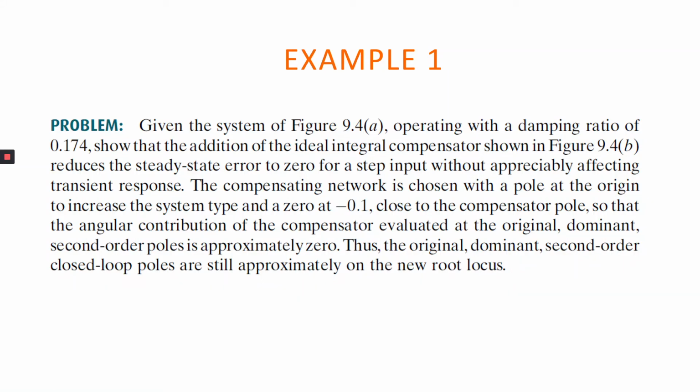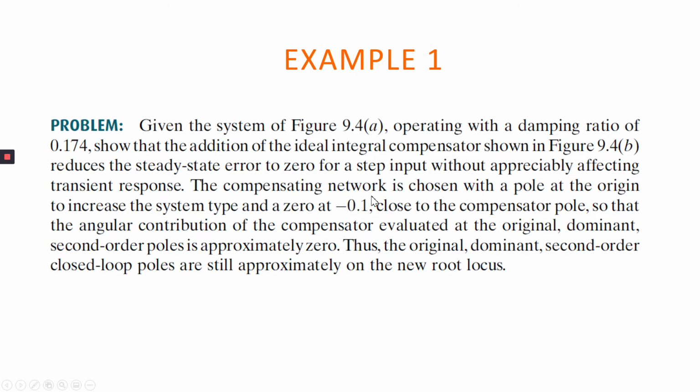Okay, now look at the example 1 for PI compensator. Given the system in the next figure, operating with damping ratio zeta of 0.174, show that the addition of the ideal integral compensator, PI, shown in figure B, reduces the steady state error to 0 for a step input, meaning that this is type 0, without appreciably affecting transient response.